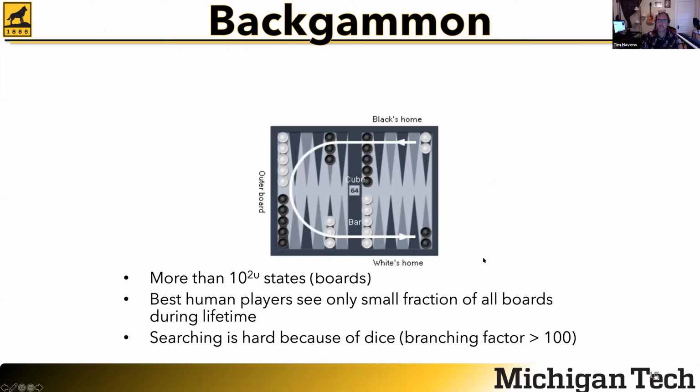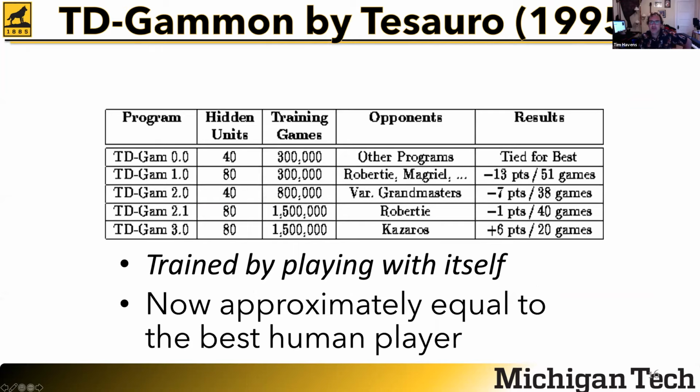So TD backgammon, which was invented by Tesauro back in 1995. I'm sure a lot of you probably weren't even born. I was. TD backgammon, versions 0 up to 3, was a neural network. You can see the number of hidden units, which is basically the complexity of the neural network, the number of games the program trained on, and the types of opponents used for testing. You can see the results here. At first, TD backgammon 0.0 was the best algorithm.